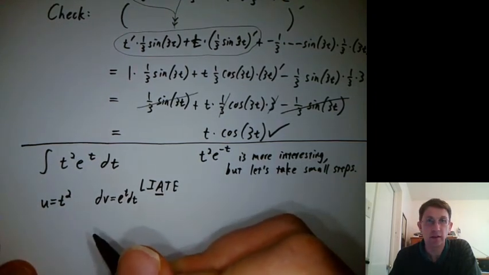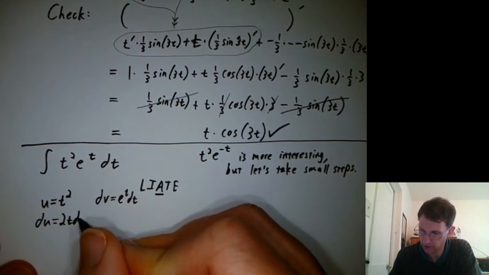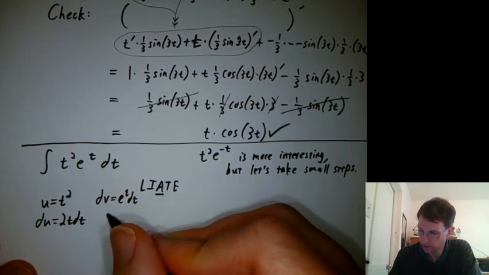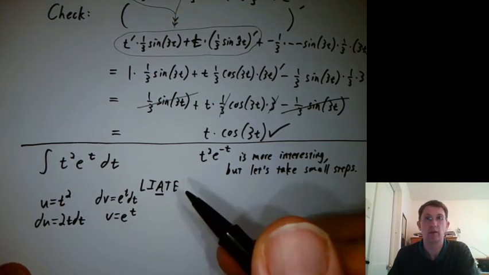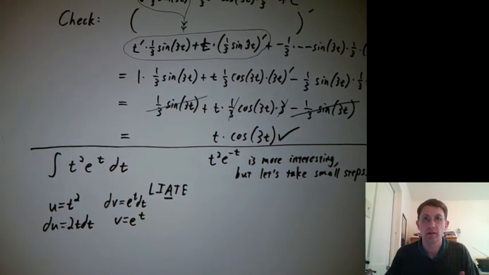So go ahead and do the next step. Du equals 2t dt. And what's the antiderivative of e to the t? It's just e to the t. All right, so go ahead and write the integration by parts formula and plug stuff in and see what you get.